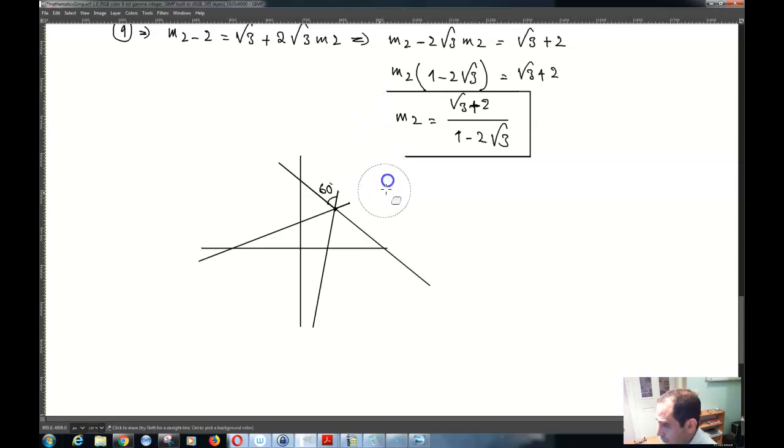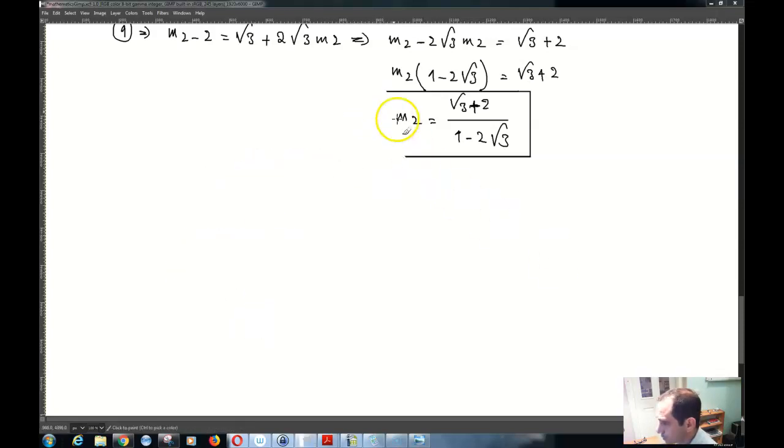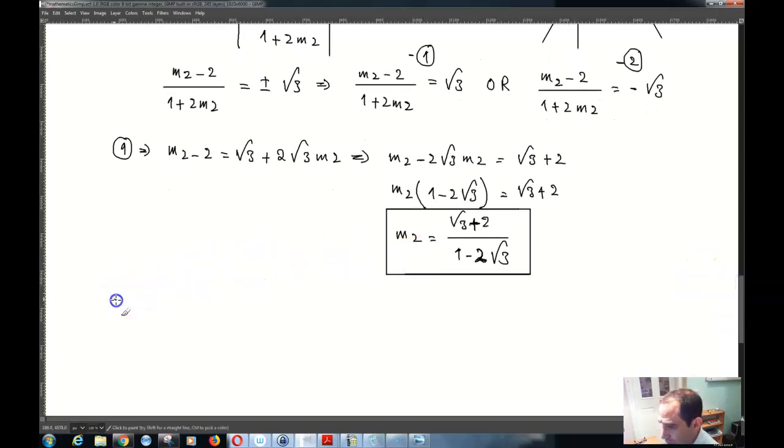So what that means is that now m2 is equal to square root of 3 plus 2 over 1 minus 2 times square root of 3, and equation number 2 is going to give me basically m2 minus 2 is equal to negative square root of 3 times 1 is negative square root of 3 minus 2 times square root of 3 times m2. And so m2 plus 2 times square root of 3 times m2 is equal to negative square root of 3 plus 2.